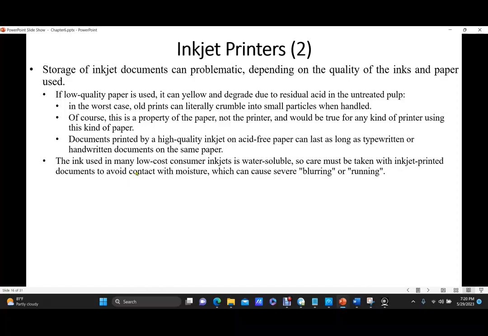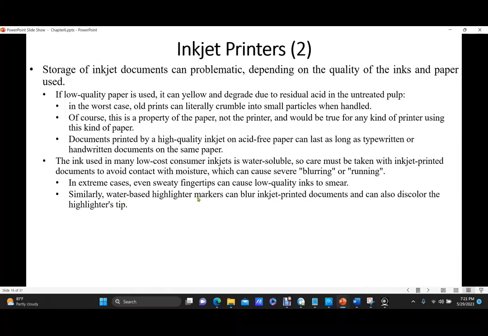The ink in many low-cost consumer inkjets is water-soluble, so you have to be careful storing the documents that they produce, avoiding moisture. The moisture could cause blurring or running of the print. In extreme cases, even sweaty fingertips can cause low-quality inks to smear.